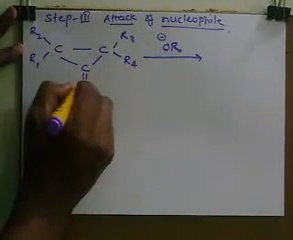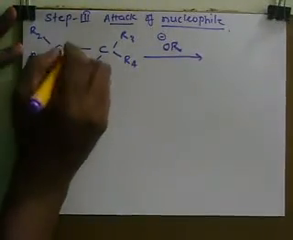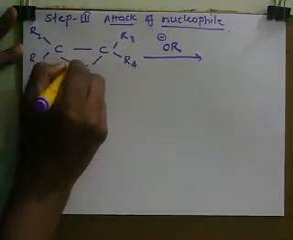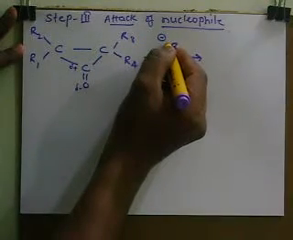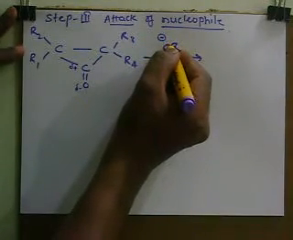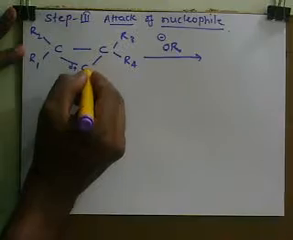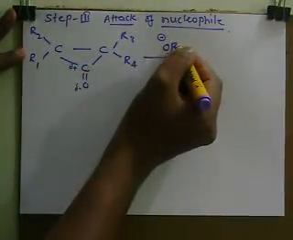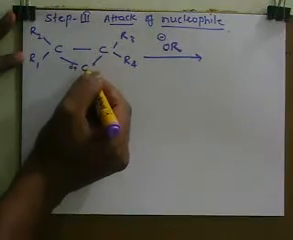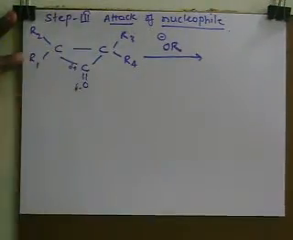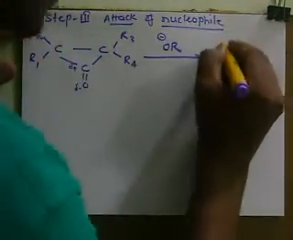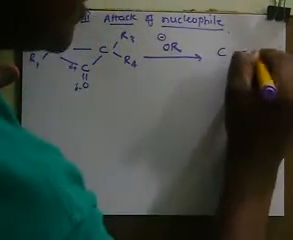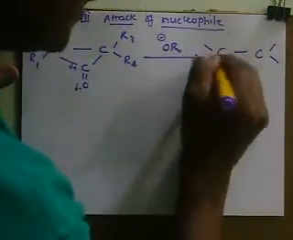So this oxygen has a delta negative charge, this carbon has a delta positive charge. So no doubt the negatively charged species will get attracted towards a positive charge, and that is the carbonyl carbon. So this incoming nucleophile will get attracted towards the carbonyl carbon. So this addition will take place in this fashion.